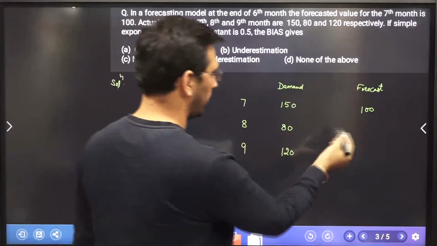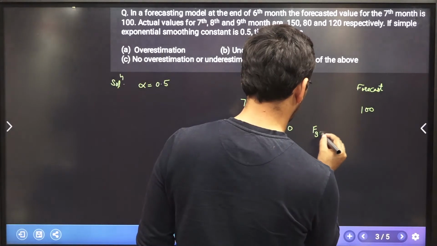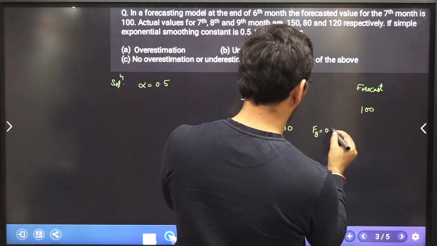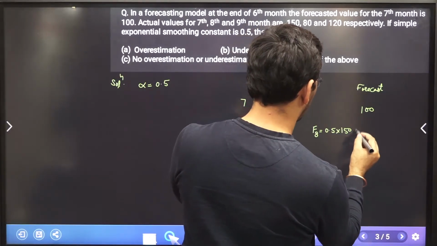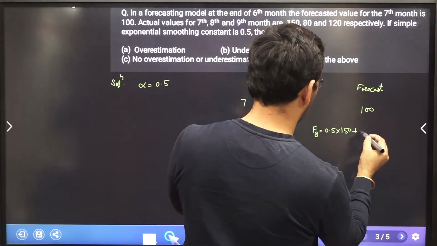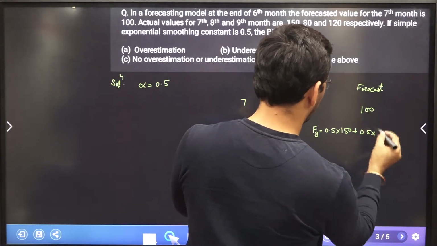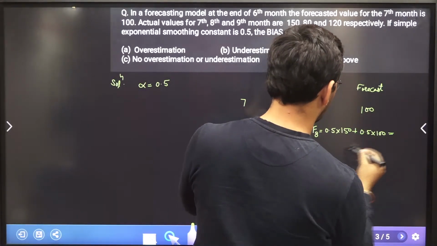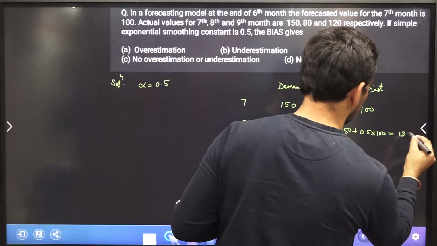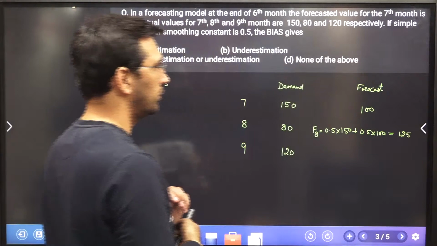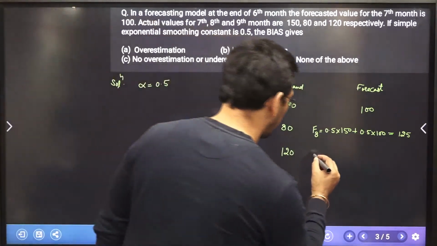I will not write over here, I will write directly over here. So the forecast for the 8th period will be equal to alpha 0.5 into demand for the 7th period, 150, plus 1 minus alpha 0.5 into forecast for the previous period, 100. So it will turn out to be how much? 75 or 50? 125.